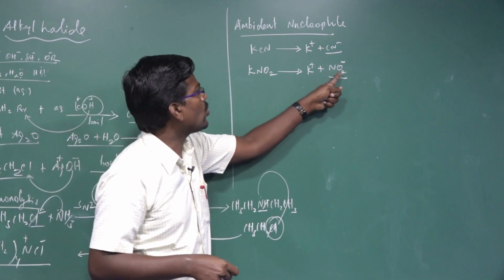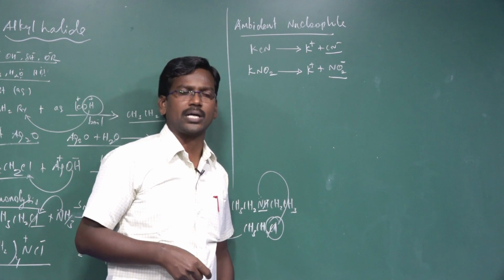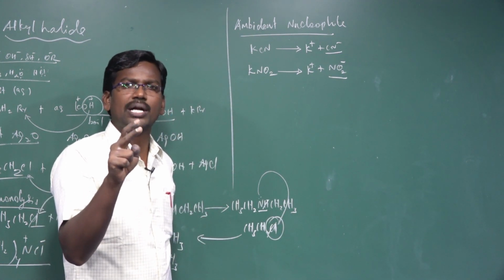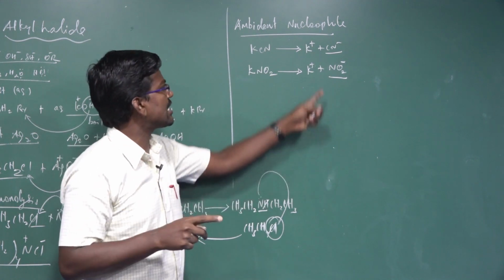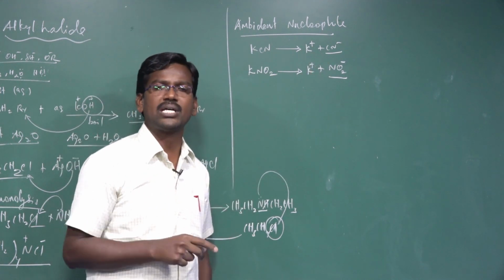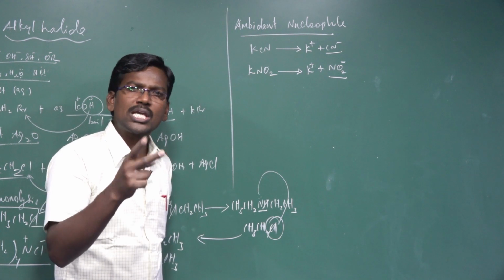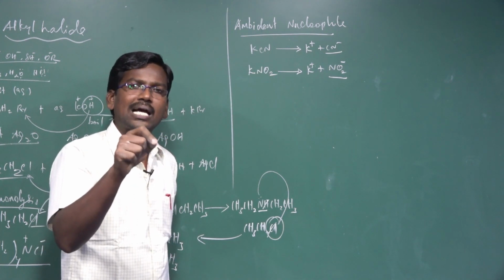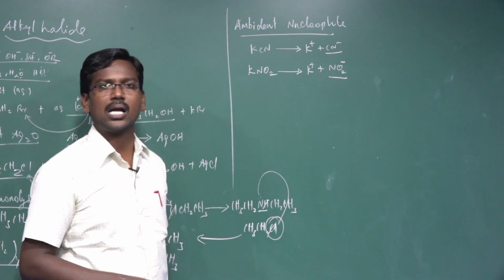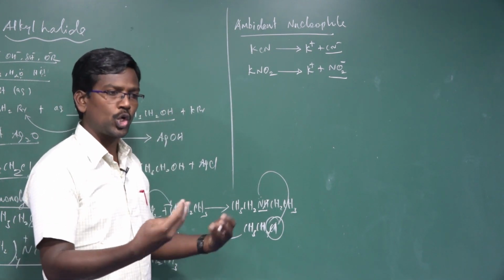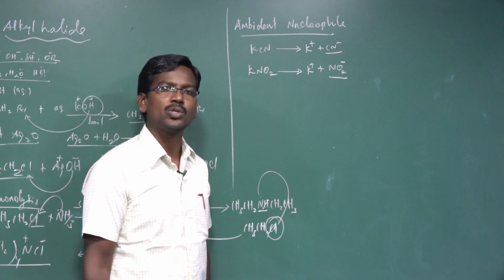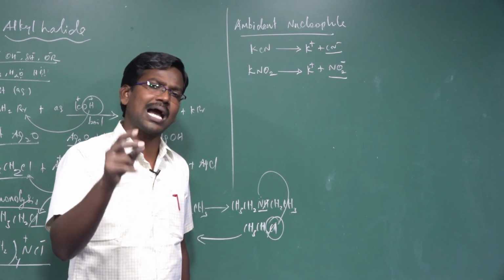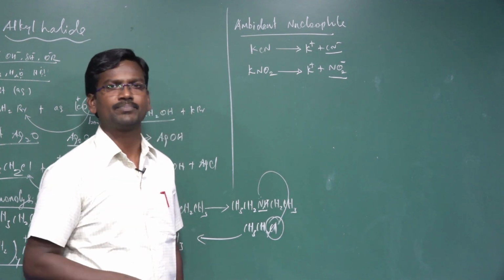Another one, the NO2- ion. How many elements are there? Two elements in the nitrite ion: one is nitrogen, another one is oxygen. Both elements can attack the methylene carbon of an alkyl halide, forming different kinds of products. So those species which can attack the alkyl group through both elements are known as ambident.